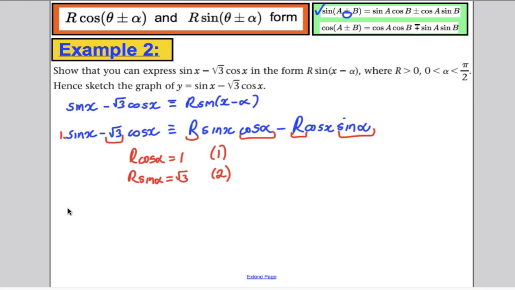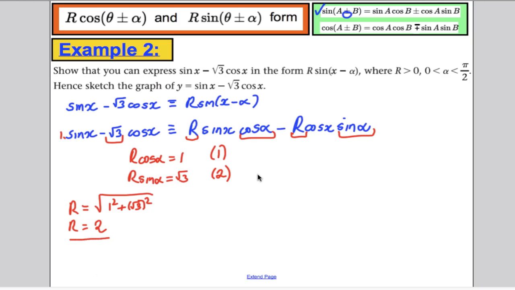Next step, I always said r turns out to be the square root of a squared plus b squared. A is 1 and b is root 3, so 1 squared plus root 3 squared. It always turns out to be the case, and in this case, if you work that out, r would be 2. Done.